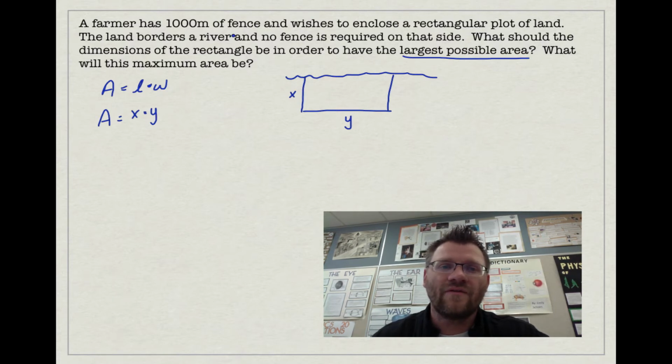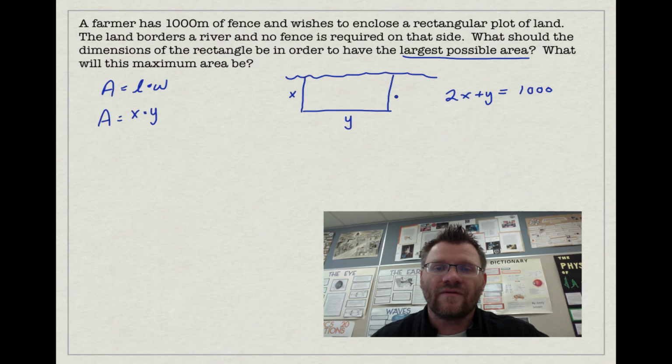So we have this 1,000 meters of fence. Now 1,000 meters of fence is going to be 2x plus y, because that's how long the fence is going to be, and there are 2 x's and 1 y lengths of fence. So now what we can do is just solve this equation for y. And now we can make a substitution. We can plug this 1,000 minus 2x into the area equation.